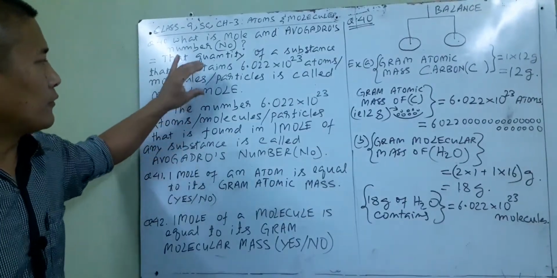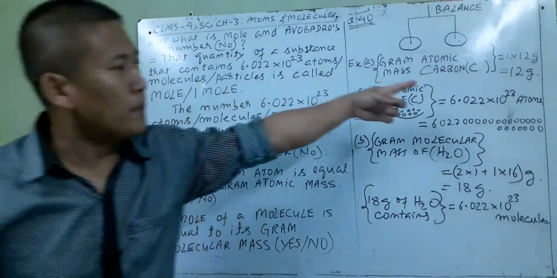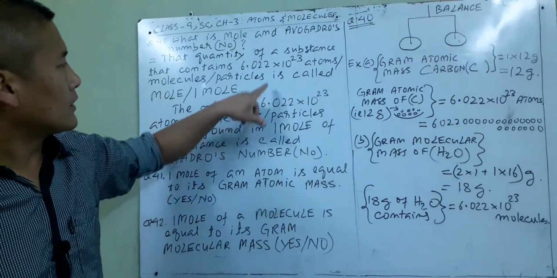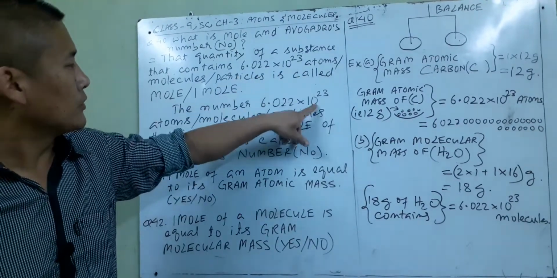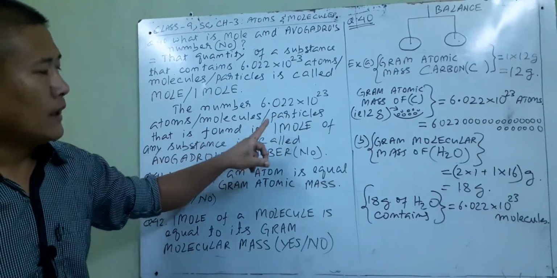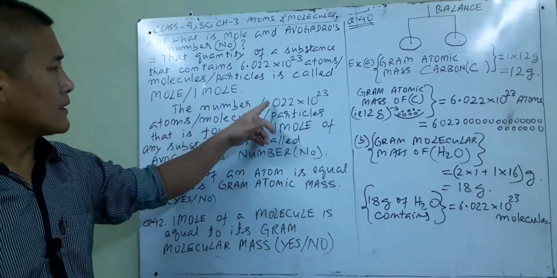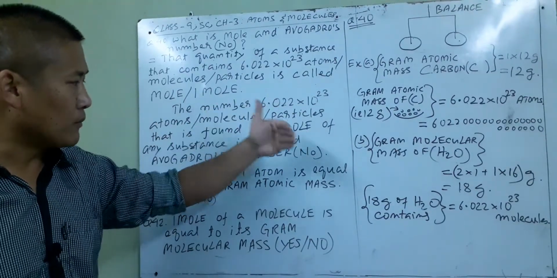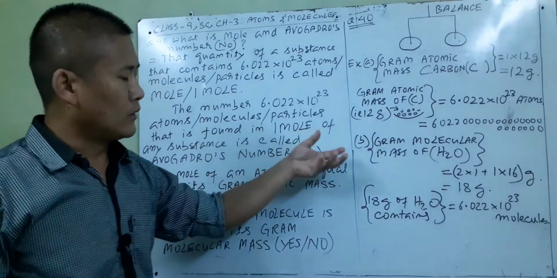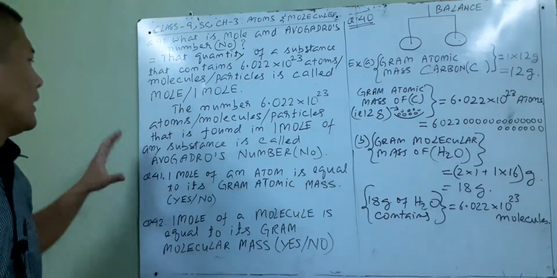So the concept of 1 mole, gram molecular mass or atomic mass, and that number here are very important. The number 6.022 into 10 to the power 23 atoms or molecules or particles is always found in exactly 1 mole of any substance you take. You'll always find the same number of particles inside that 1 mole. It's called the Avogadro number, in honor of the scientist who discovered this mole concept for us.